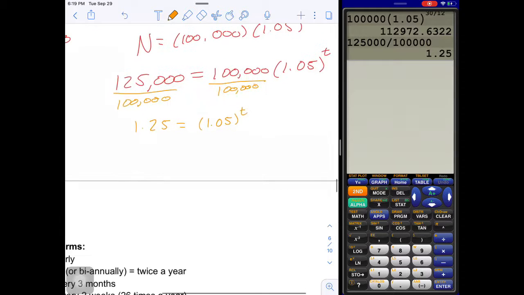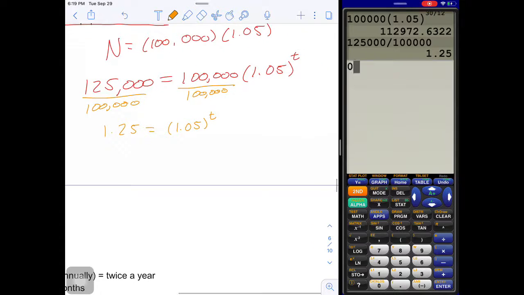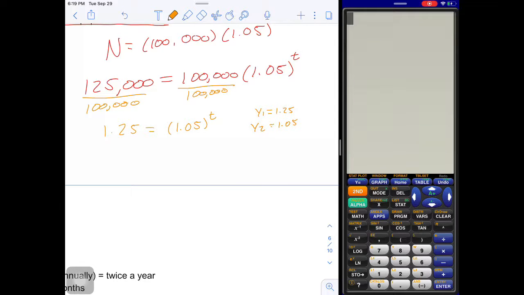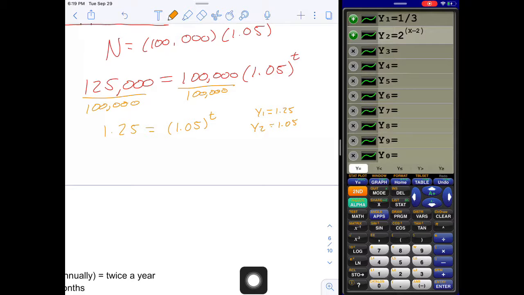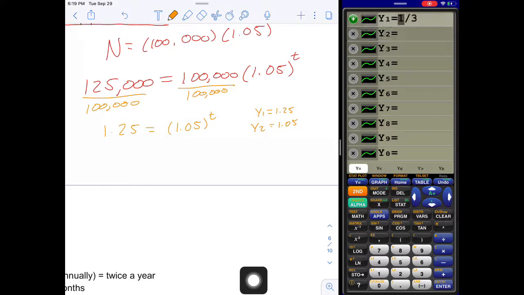Now, we haven't quite learned how to deal with this yet. That's something we will learn in logarithms to solve for t here. So the only way we know how to actually solve for this is using our calculator. So I'm going to put y1 equals 1.25. I'll put y2 equaling 1.05, and I'm going to plug that into my calculator. So I'm going to put y equals, clear everything I have right now. And again, my y1 is 1.25.